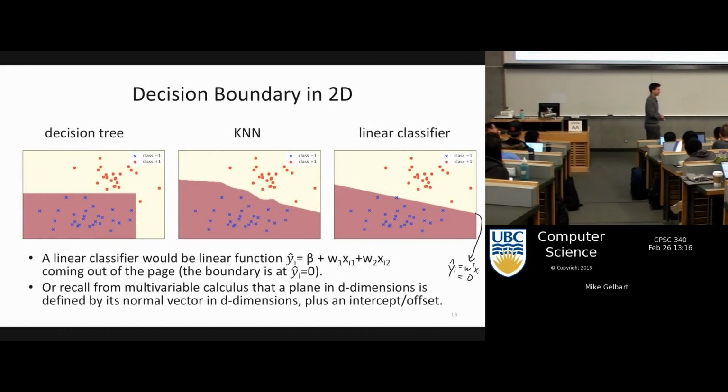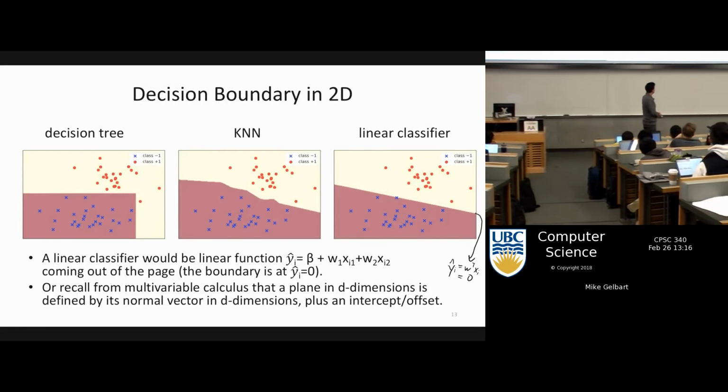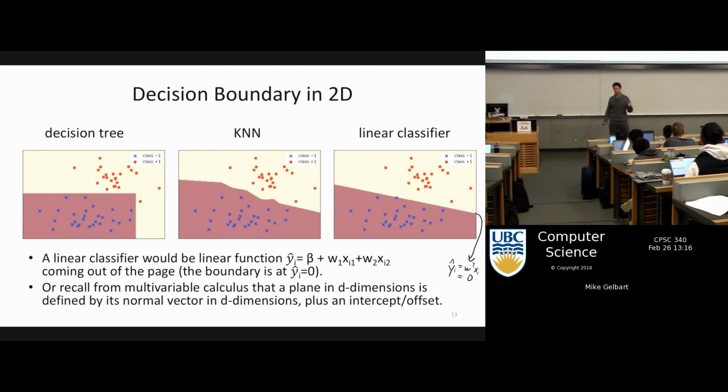What are the axes in these pictures? The axes are, and it's a good point, they should be labeled. The axes are two features. So we're either just assuming we only have two features in our data set, or we're just looking at two particular features. So one feature, another feature, and then decision trees are doing thresholds on the features. KNN is doing some weird non-parametric thing. And here we're just cutting the feature space in half. Okay.